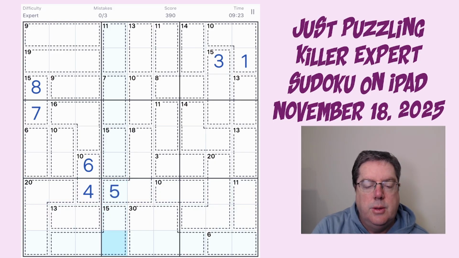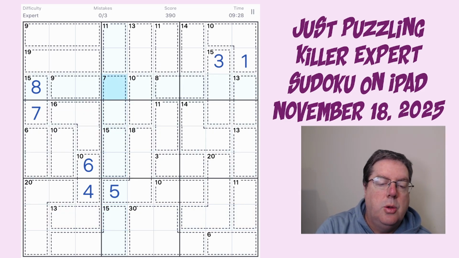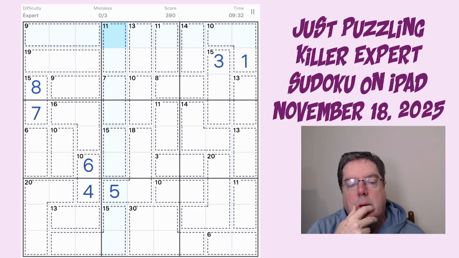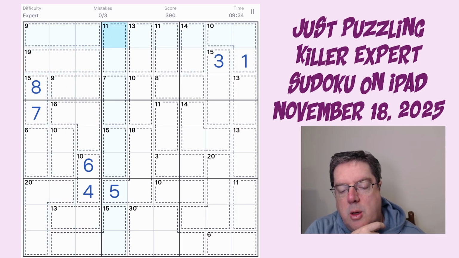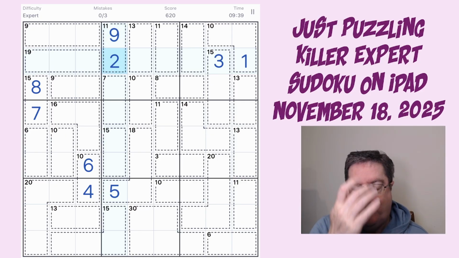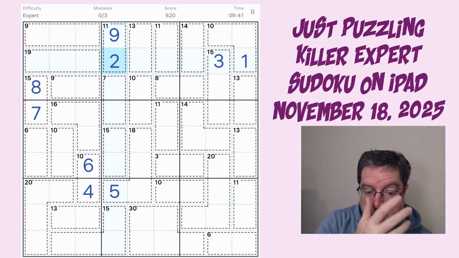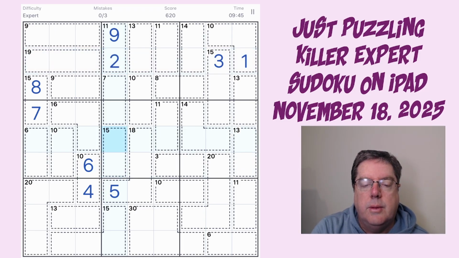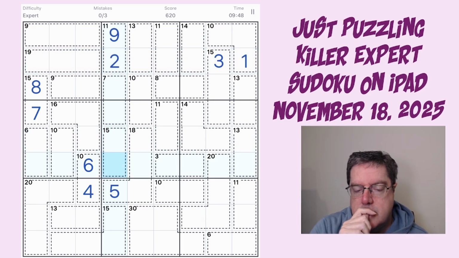So 7. So this is 7. Can't be 5 and 2. Can't be 2. Can't be 2 and 5 there. So it's 2 and 9 here. 9's there, so that's got to be a 9, leaving this to be a 2. So this is 8 and 7.